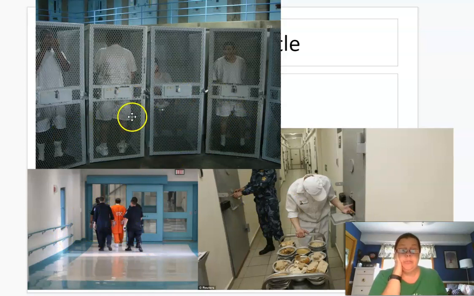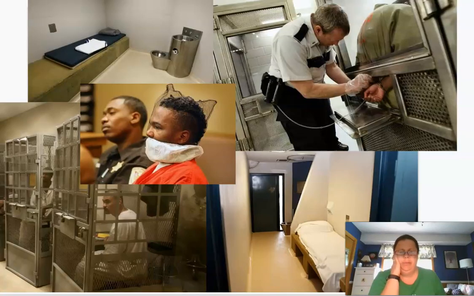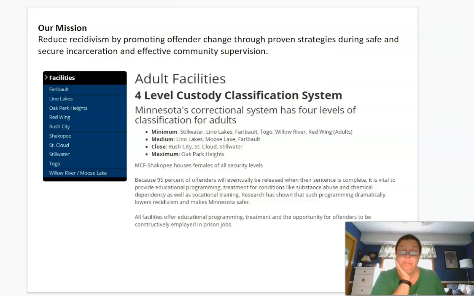Again, these individuals are probably waiting to see a doctor, and so they are put into holding, I hate to say it, holding cages. These pictures are not all from Oak Park Heights. These are from different maximum security systems throughout the United States.